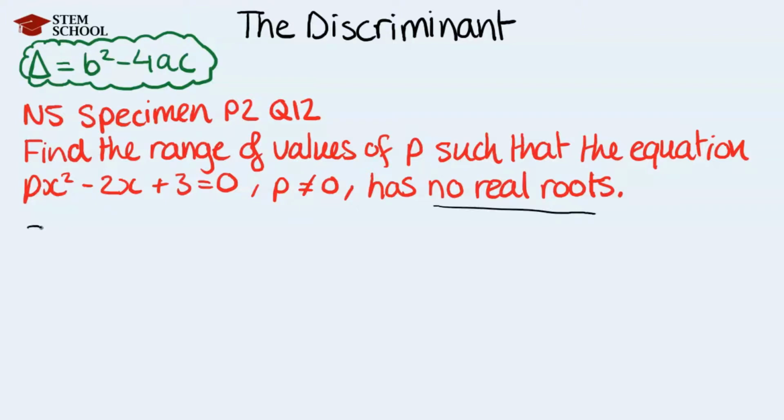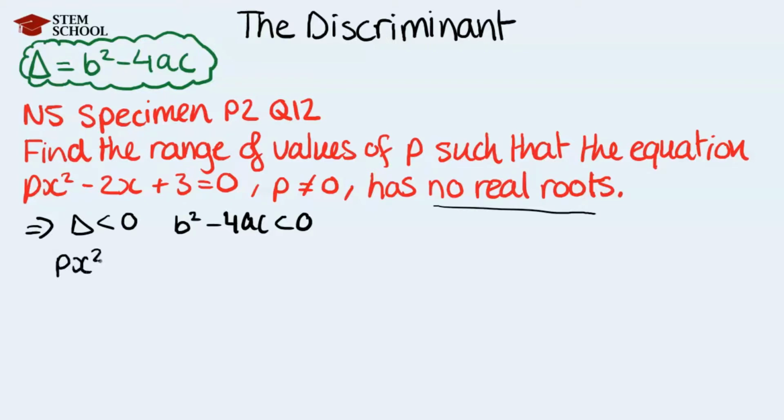So when we have no real roots, that implies the discriminant has to be less than 0. So b squared minus 4ac has to be less than 0. So you'll know that scenario that you've memorized from before. So we can work with this scenario and this quadratic equation to find the range of values of p to give us this scenario, alright? So what you do is follow the procedure as we did before.